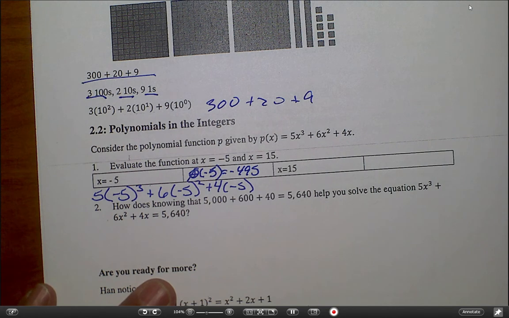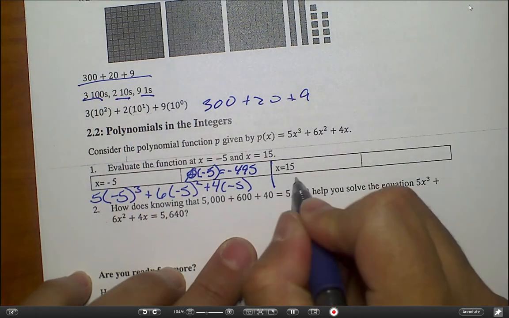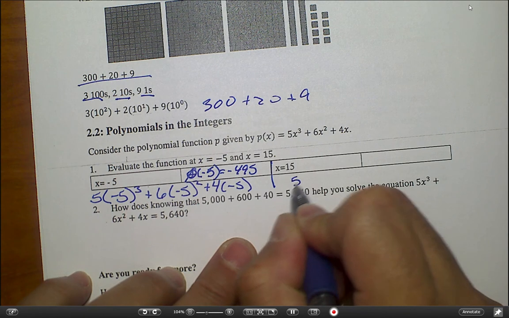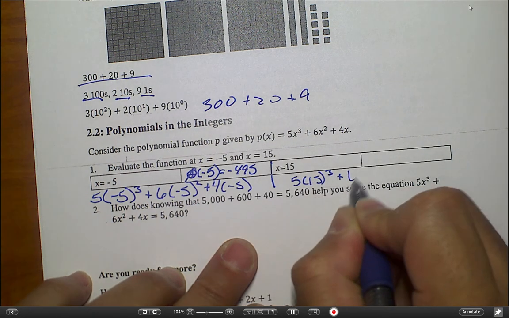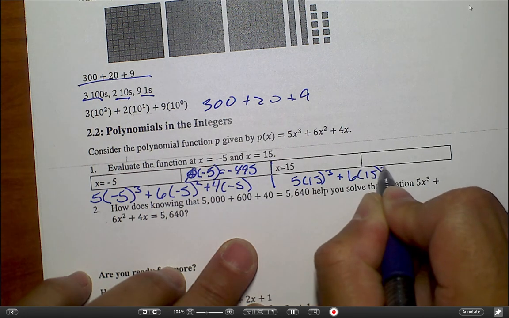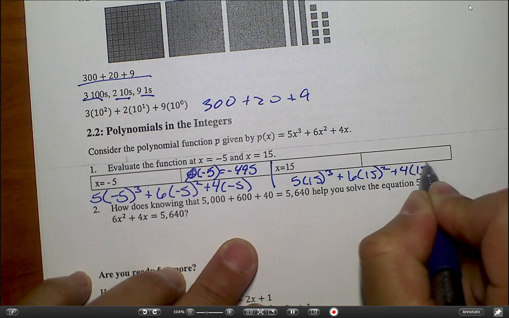All right, so now the next one we're going to do is positive 15. And I'm going to show you a neat trick with the calculator too. So for the next one, it's 5 times 15 cubed plus 6 times 15 squared plus 4 times 15.